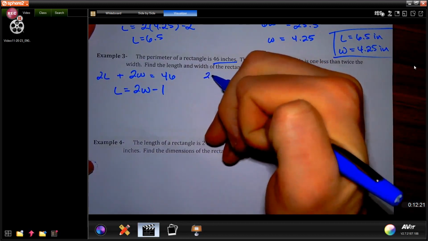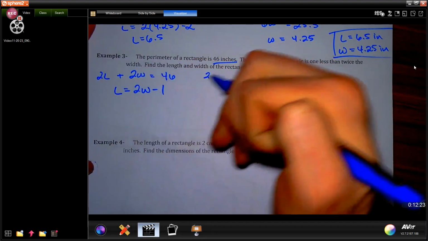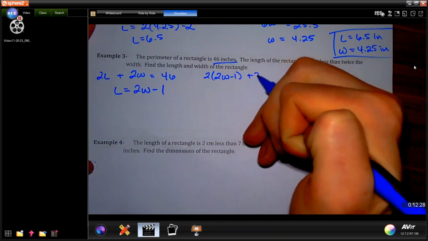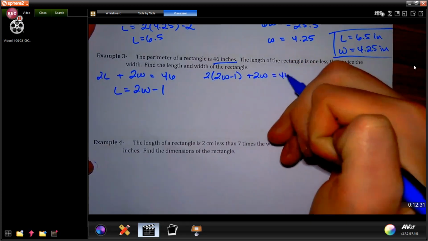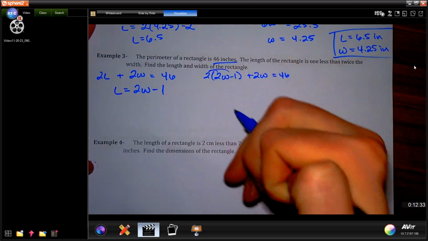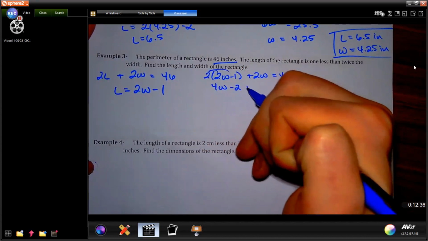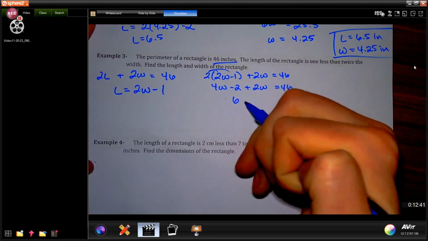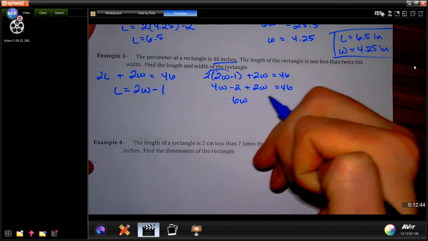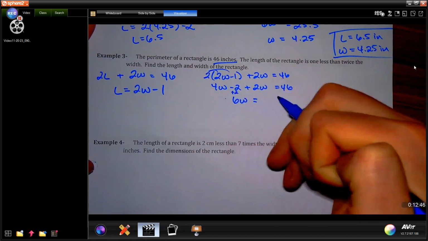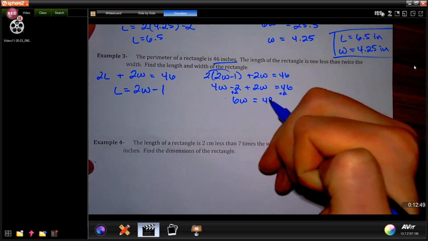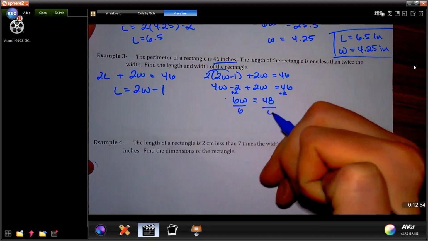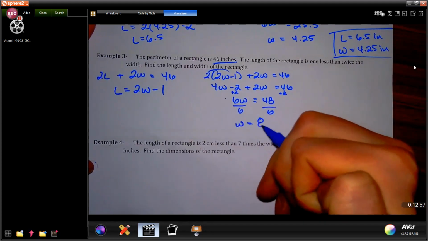So instead of 2L plus 2W equals 46, we're going to have 2 parentheses 2W minus 1 plus 2W equals 46. Again, you're going to distribute through: 4W minus 2 plus 2W equals 46. 4W and 2W should give me 6W. I'm going to add the 2 to the other side at the same time. That should give me 48. Okay. Divide your 6 away. So W will be equal to 8.